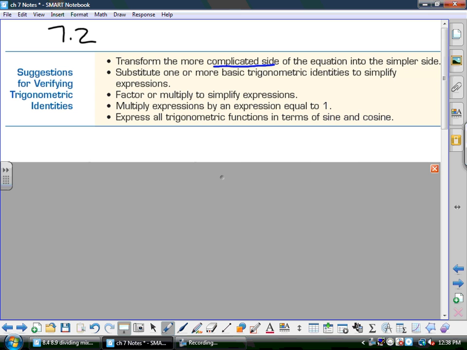Substitute one or more basic trig identities to simplify expressions. That's basically saying change everything to sines and cosines, and/or use the trig identities. Use sine squared plus cosine squared equals 1, and the other 2 Pythagorean identities that we get. Oh, and I meant Pythagorean identities here. The third strategy we talked about in the 7.1 notes, which is to factor out common terms. That works really well.